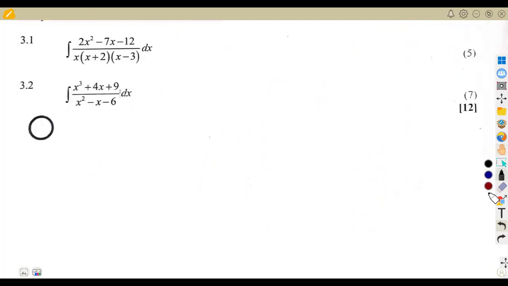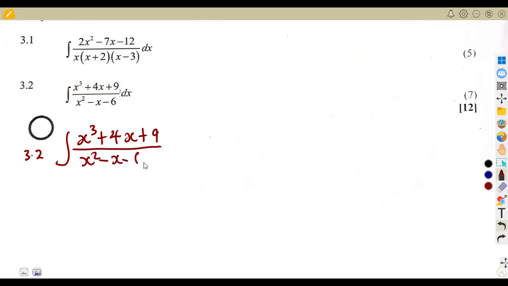Also 3.2, it was an application of N5. If you check properly, only that year they did not factorize for us. But if you check, it was the same application again: x cubed plus 4x plus 9 over x squared minus x minus 6.